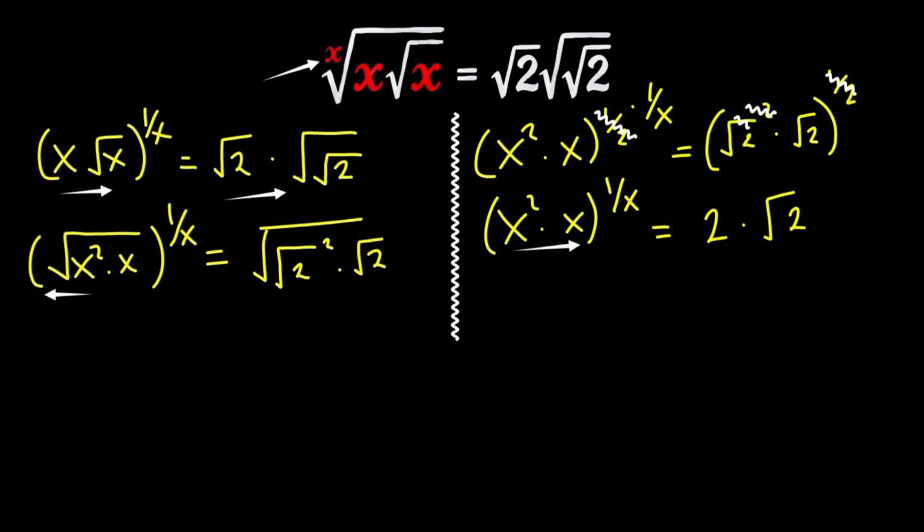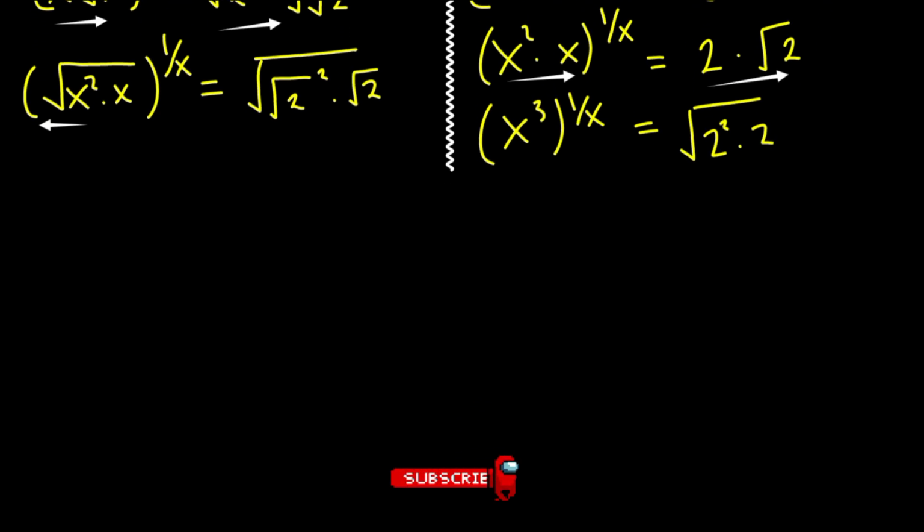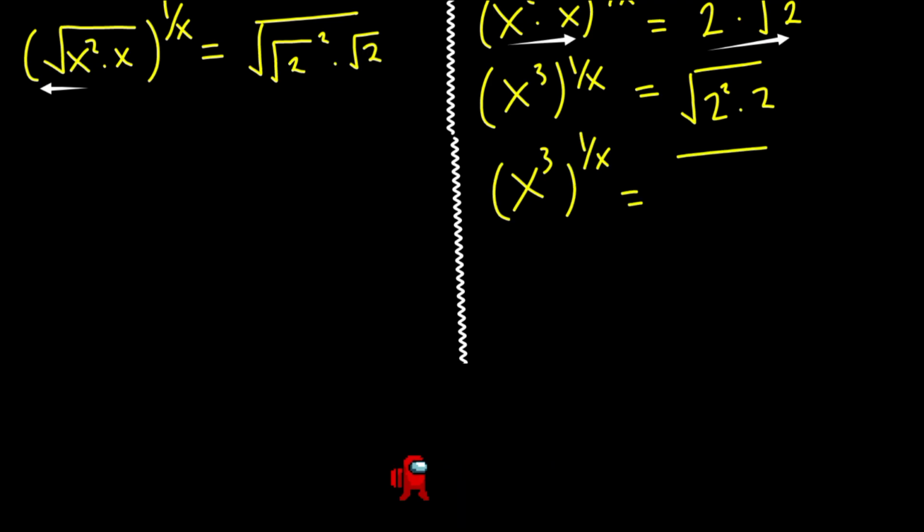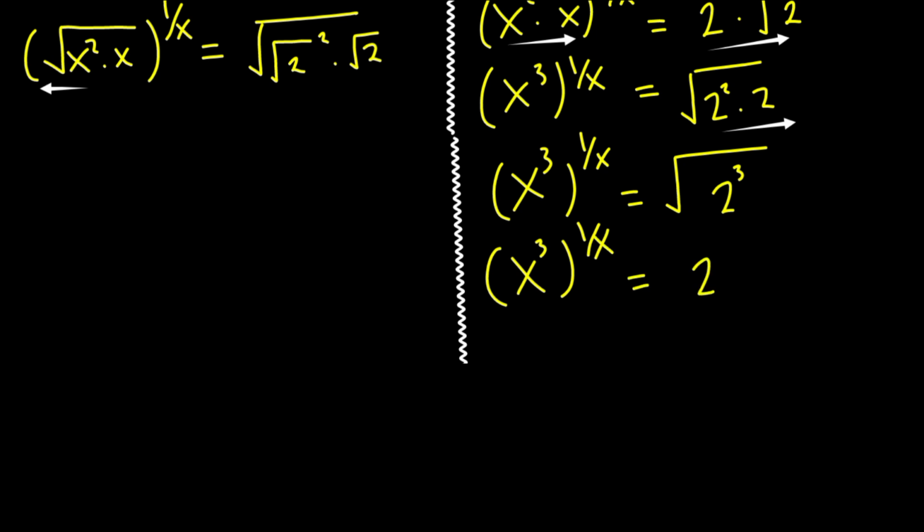So we combine these two together and it gives us x cubed all to the power of 1 over x, and that equals, we take these two inside the square root just like we have done before, therefore we have square root of 2 squared times 2. So moving further, we can just easily say that x cubed all to the power of 1 over x equals square root of, and this combines to give us 2 to the power of 3. So moving further, we can have x cubed all to the power of 1 over x equals 2 to the power of 3 and all to the power of 1 over 2.